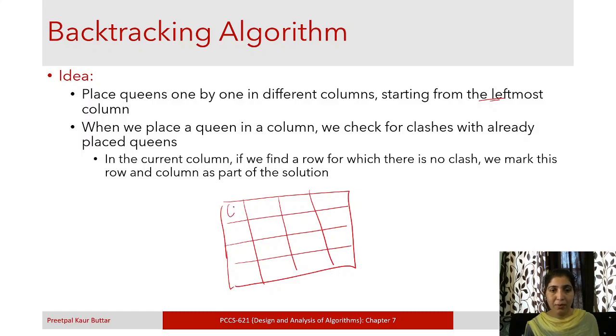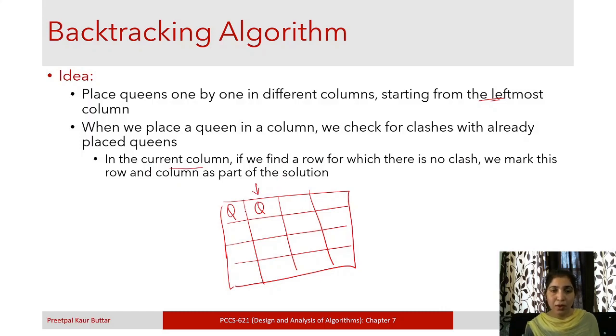So we have placed the first queen. It is not clashing with any other queen because this is the only queen which we have. Okay. So then we will place the next queen in the next column because we are starting from the leftmost column. So when we place this queen here, then we will check for clashes. Okay. So in this current column, if we find a row for which there is no clash, then we will mark this row and column as a part of this solution.